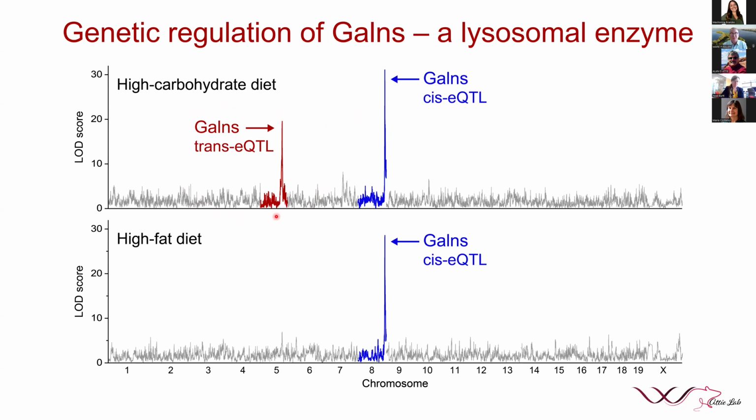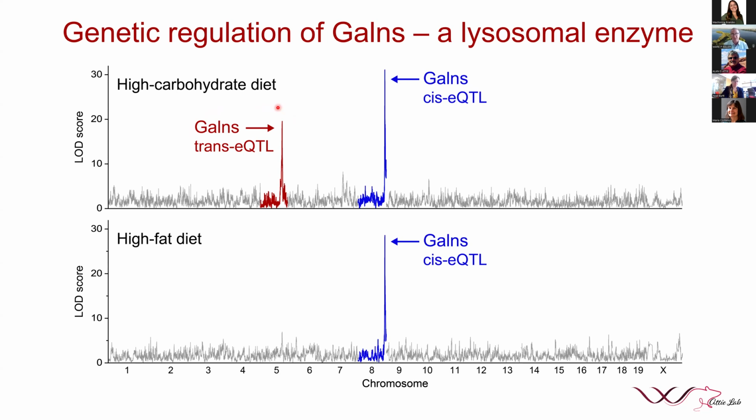So we're in the process of cataloging all of these EQTL, or expression quantitative trait loci, that are diet dependent. And some of them are not going to be diet dependent, as I show you here. Some of the trans EQTL will be diet dependent, and some of the cis EQTL, as I showed you a moment ago, are also diet dependent.